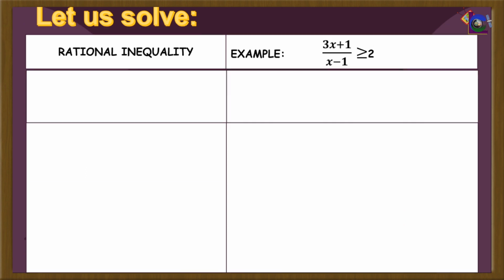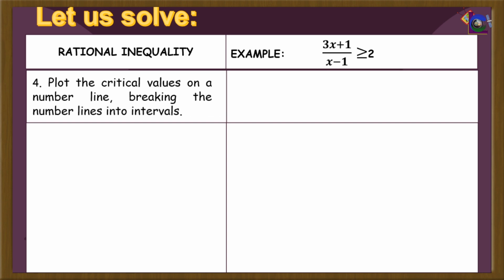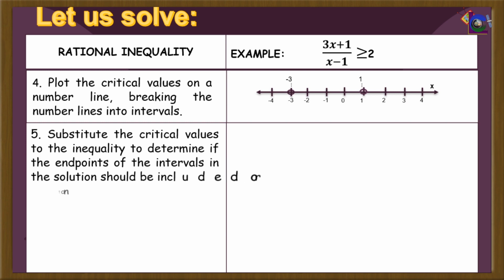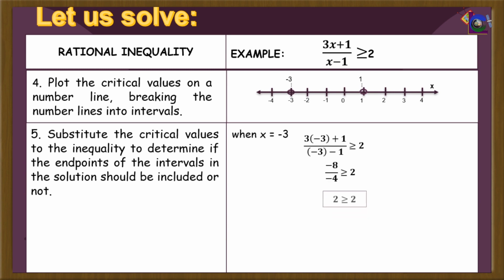Step 4. Plot the critical values on a number line, breaking the number line into intervals. Step 5. Substitute critical values to the inequality to determine if the endpoints of the intervals in the solution should be included or not. So from our original expression, we will substitute -3. This becomes 2 is greater than or equal to 2, which is correct. Therefore, -3 is included in the solution.